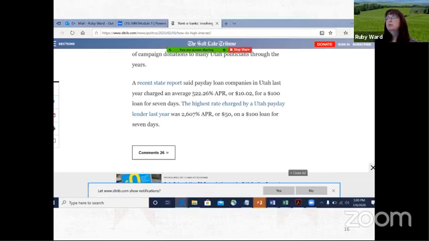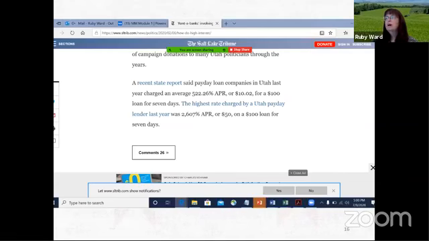This happened to be in Utah. A payday loan company charged 522% as an annual percentage rate for a loan. So they paid $10 in interest for $100 for a 7-day loan. That $10 in interest for 7 days is the same as a 10% loan for a whole year. And so really, that is really high.